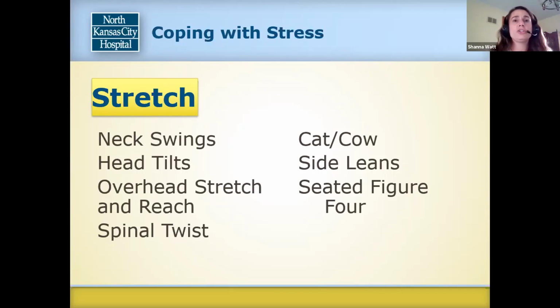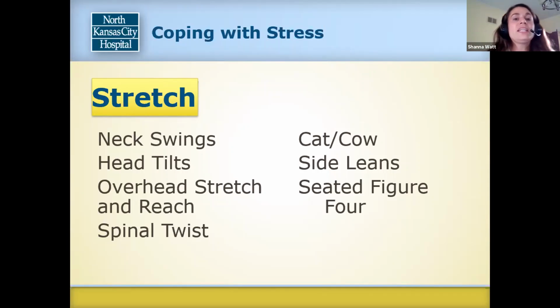The cat cow, you can do that sitting in a chair. You would just move a little bit closer to the edge and stick your stomach and chest out, and your head would come back. The theory is to get your back to look like this, okay? And then try to make it look like an angry cat, where you roll vertebra by vertebra, and your chin comes tucking down. That's a really good stretch for your back as well.